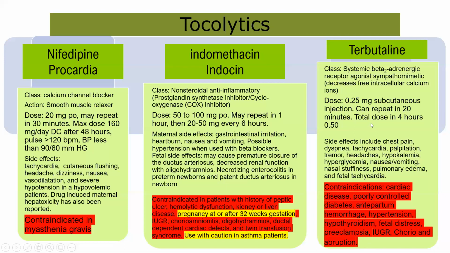Now, one little thing about terbutaline is it comes in a 1 milligram vial. So we have to know how to draw up 0.25 milligrams out of a 1 milligram vial. Super important to be able to know how to do that math to get your syringe to be appropriate. It's 1 milligram per 1 ml. So you're going to draw up 0.25 in a 1 ml syringe.